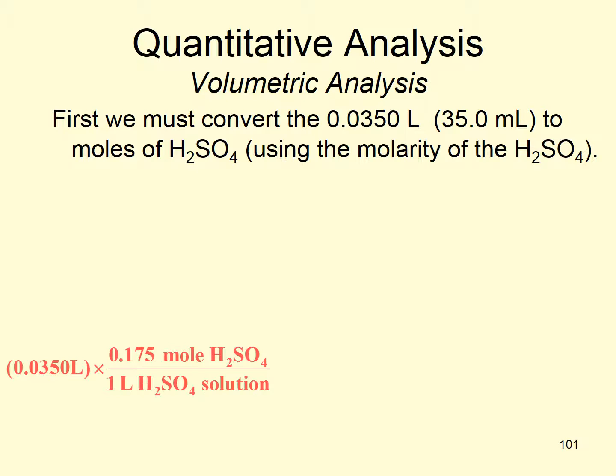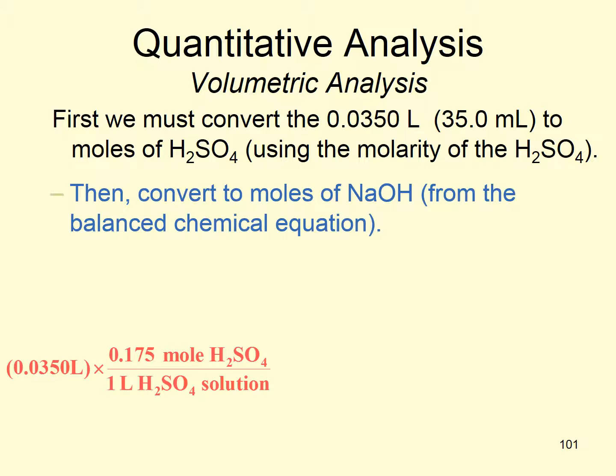So 0.035 liters times 0.175 moles per liter. The liters will cancel, and we'll end up with moles if we did that calculation. Then what we have to do is convert from moles of H2SO4 to moles of NaOH using the balanced chemical equation. So we know that we're going to need 2 moles of NaOH for every 1 mole of H2SO4. So now moles of H2SO4 will cancel.